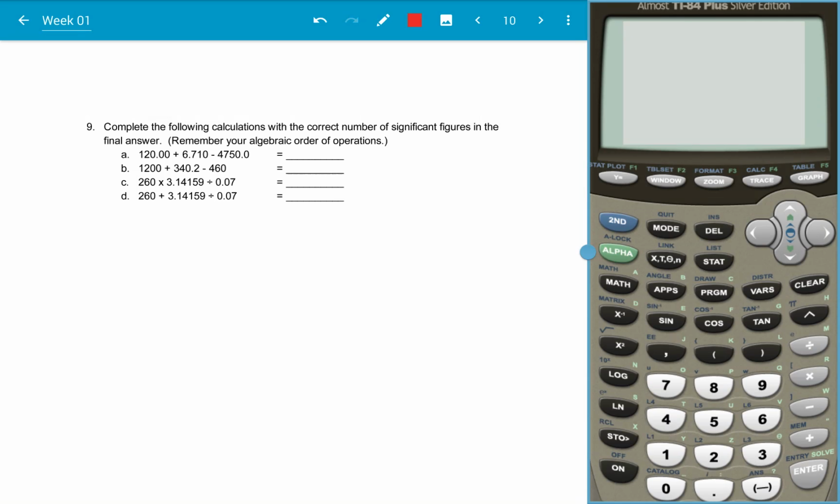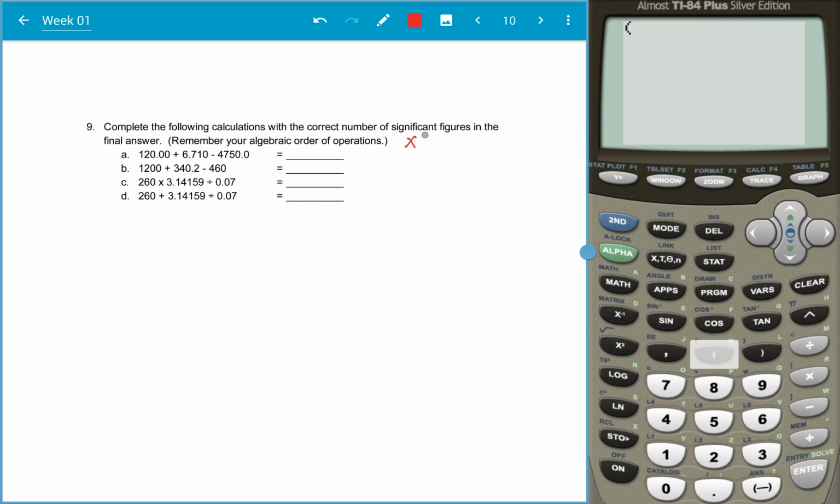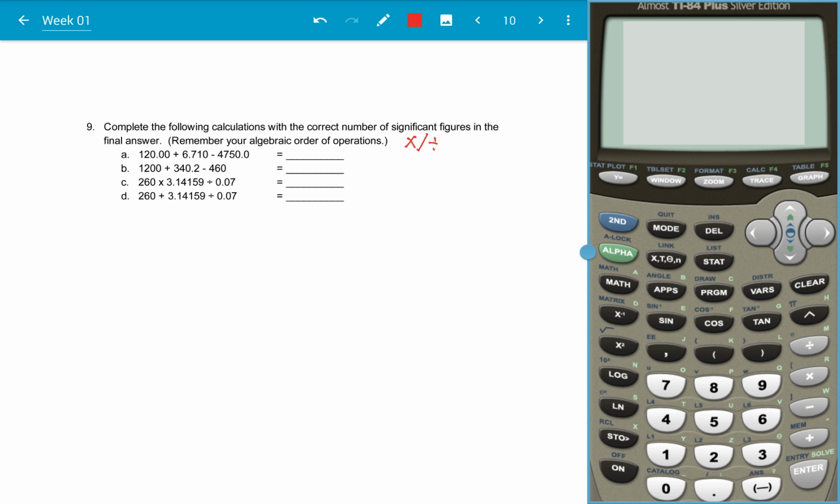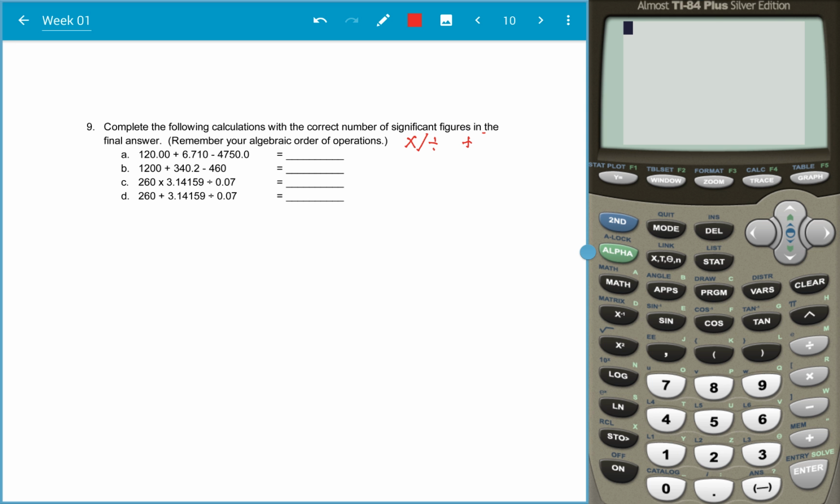Complete the following calculations with the correct number of significant figures in the final answer. And there's a hint here in the parentheses that we need to remember our algebraic order of operations. As a quick reminder, that basically means that when you have complex calculations, you want to do the multiplications and divisions first, followed then by any additions and subtractions that might be present.